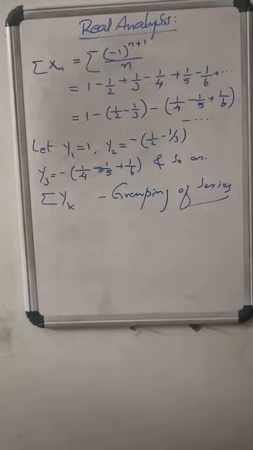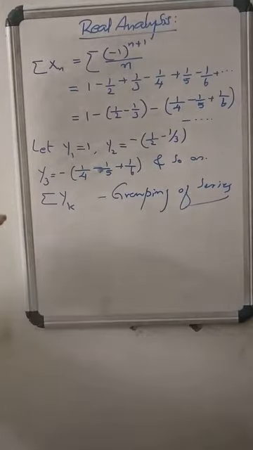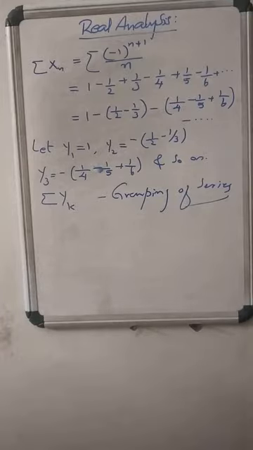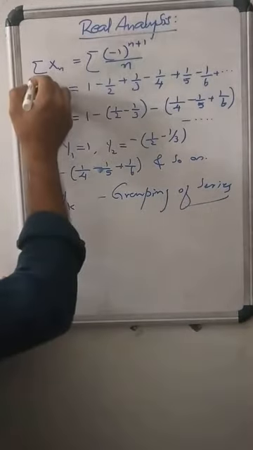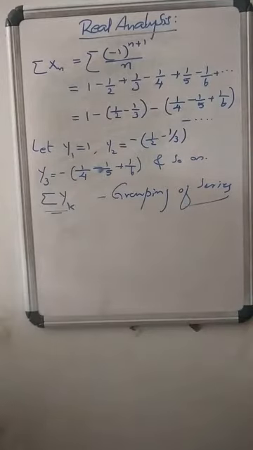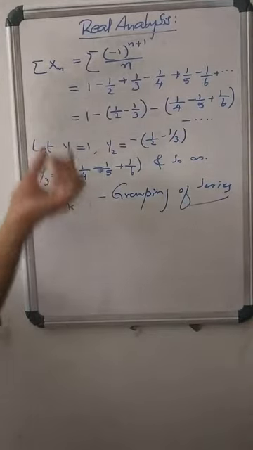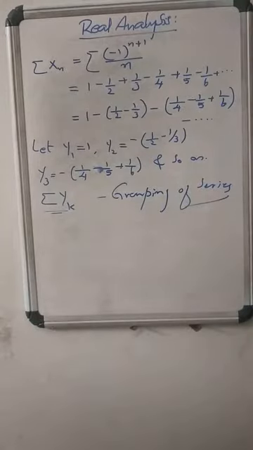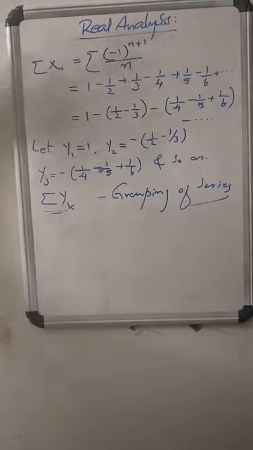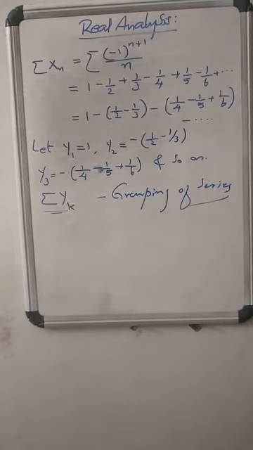Clear? So if a series sigma xn is convergent, then any series obtained from it by grouping the terms is also convergent. Meaning if sigma xn converges, then sigma yk is also convergent, where sigma yk is the series obtained from sigma xn by grouping. So our result is: when sigma xn converges, then sigma yk also converges. How?